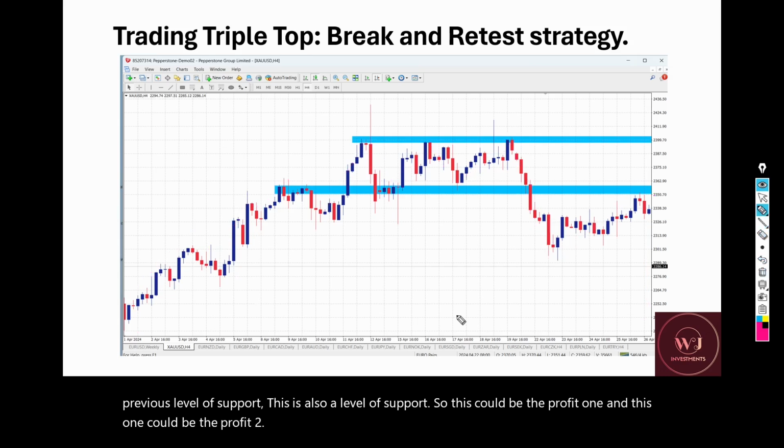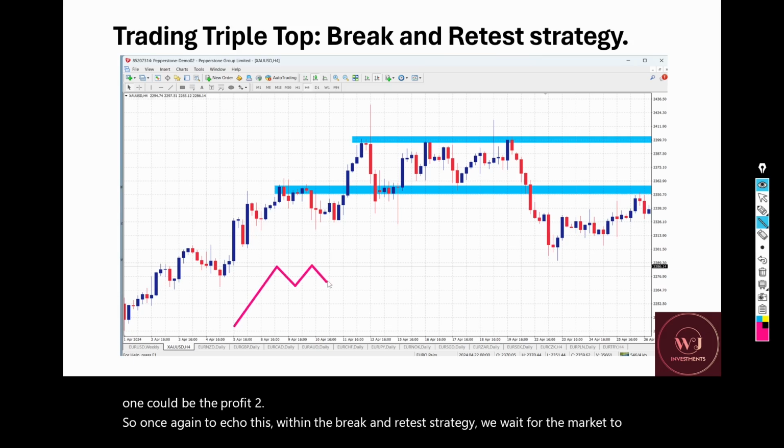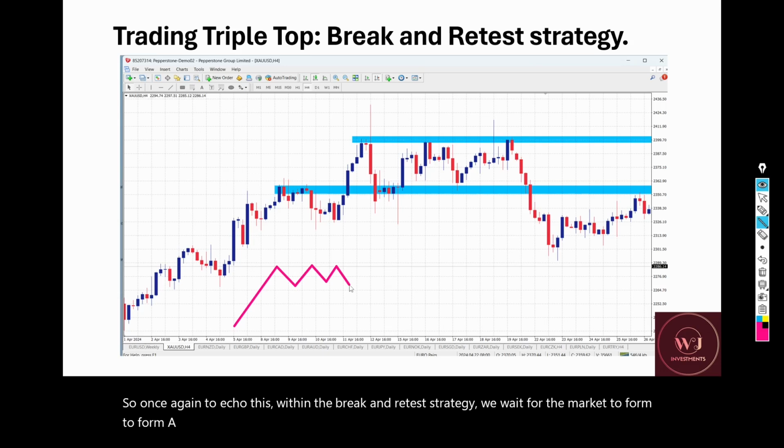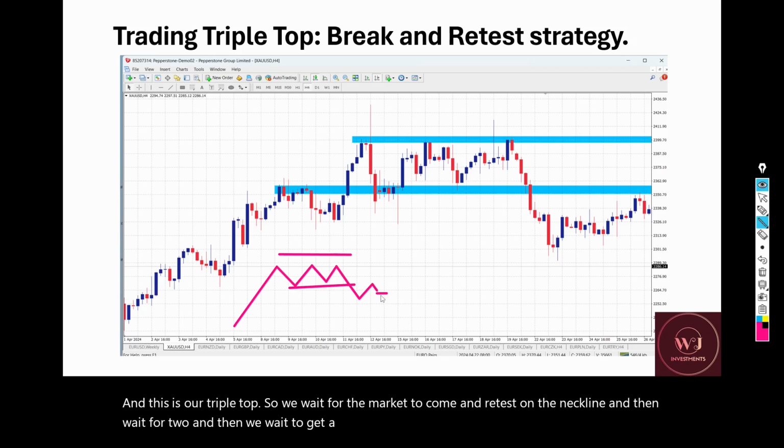So once again, to re-echo this, within the break and retest strategy, we wait for the market to form a triple top, and this triple top is only confirmed after the neckline break. This is our neckline right here, and this is our triple top. So we wait for the market to come and retest on the neckline, and then we wait to get a candlestick pattern, and then we could make a short trade. So that is it, and that is how we trade the triple top chart pattern.